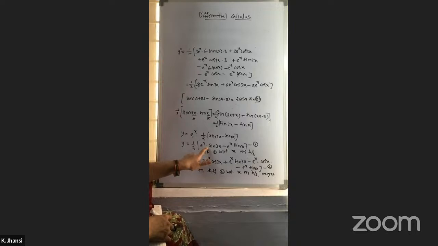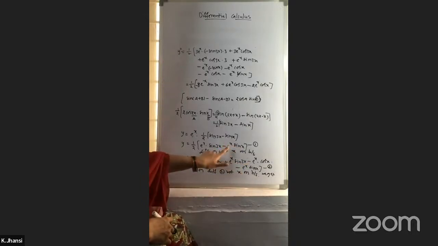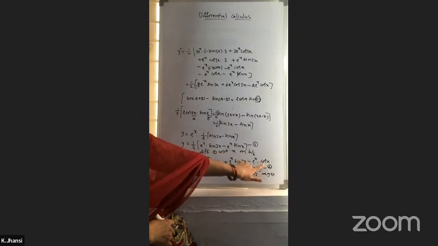Plus this one only, uv. So one time we have done. Second term: e power x differentiation is e power x, and sin 3x is the constant term, so you keep it like that only. Here e power x differentiation is e power x. Minus term. And again this is the uv rule: that is e power x, sin x differentiation is cos x.